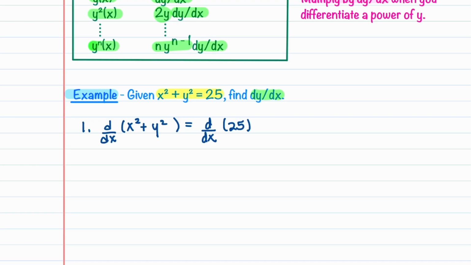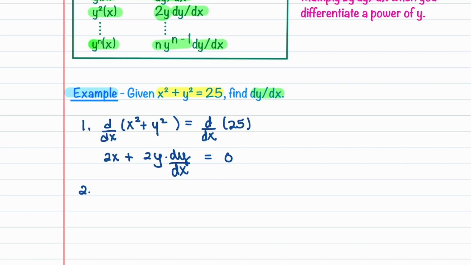Now we go ahead and take the derivative. The derivative of x squared is just 2x, and then the derivative of y squared is 2y, and then here comes that dy dx that we have to multiply by. And then on the right side, we have the derivative of a constant, which is 0. Our second step is we are going to put dy dx on one side and everything else on the other side. So we have 2y dy dx here on the left, and we're going to move the 2x to the right, and that is a minus 2x.